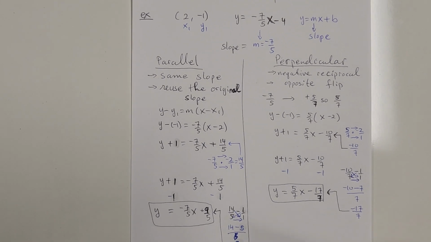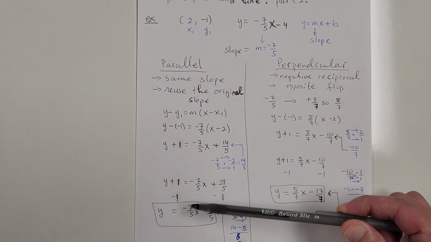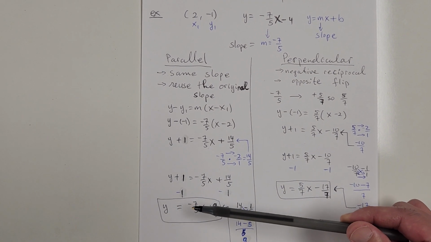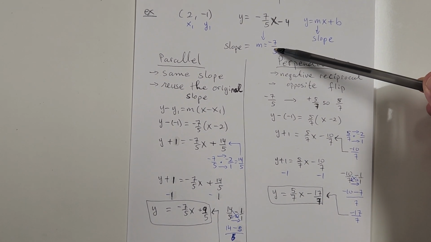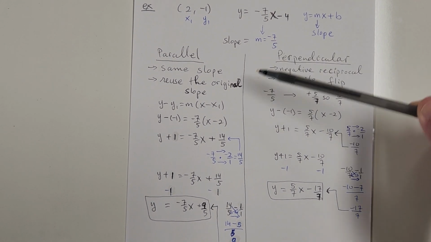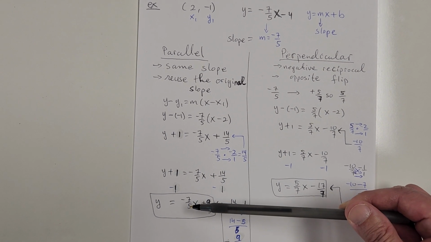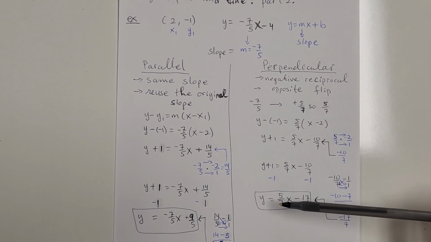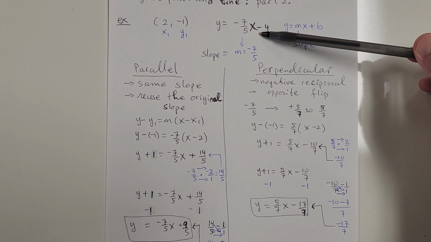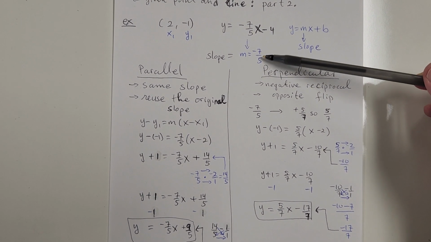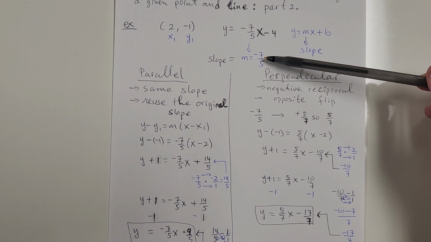So one more time. This equation right here is parallel to the given because I'm using the same slope. As you can see, negative 7/5, negative 7/5. This equation is perpendicular to the original, the given equation, because I am using opposite flip.